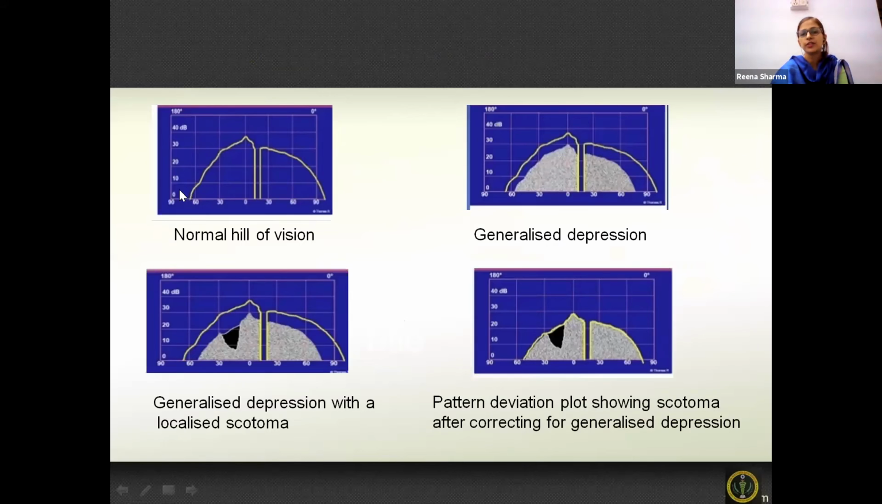This is another way of expressing the same thing. This is the normal hill of vision. This is the patient's hill of vision, wherein the sensitivity is decreased at all the points, so there is generalized depression.